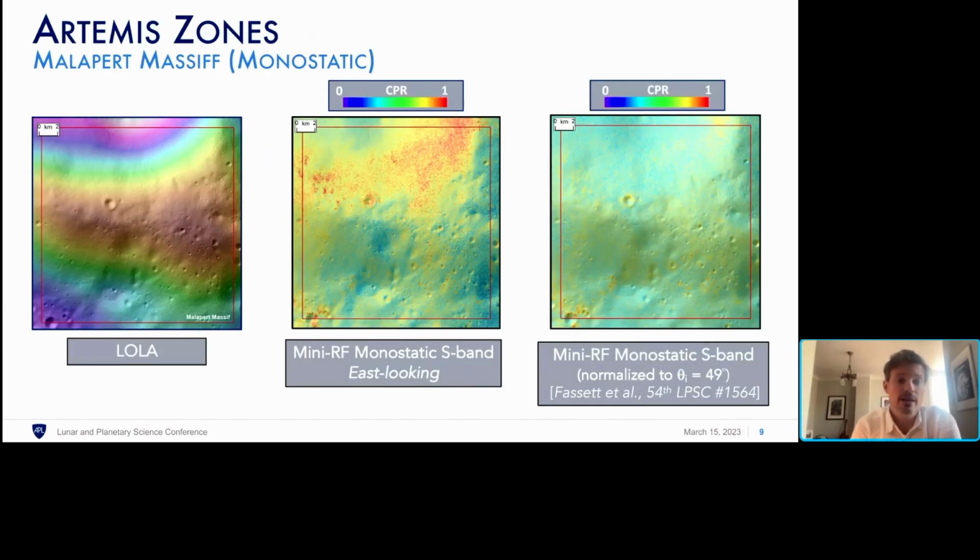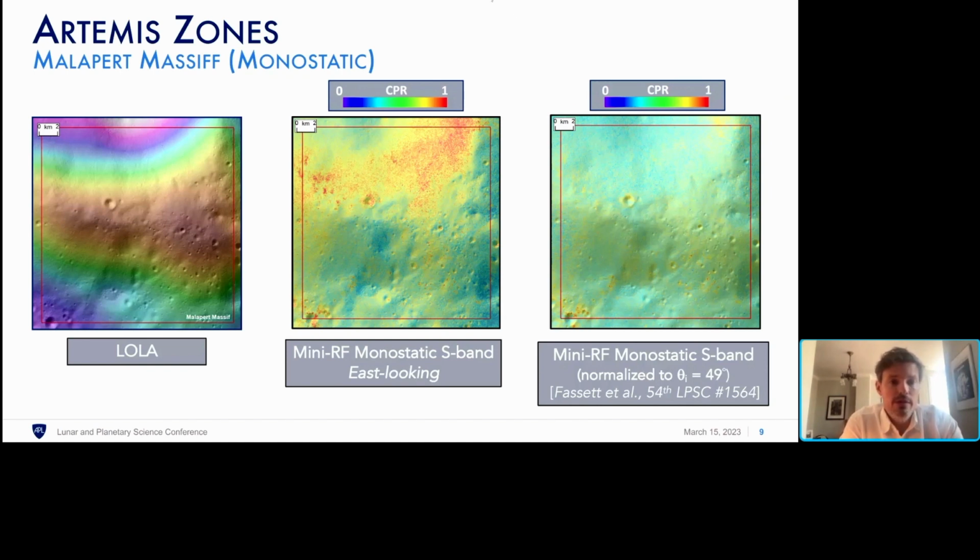Okay, so now we're going to take a look through a selection of some of these zones. The Malapert Massif here on the left is a lovely load of data we have from this region. In the center here is an east-looking Mini-RF S-band, so this is 12.6 centimeter CPR data. You can get this from QuickMap, and I invite you all to look at this for the regions.